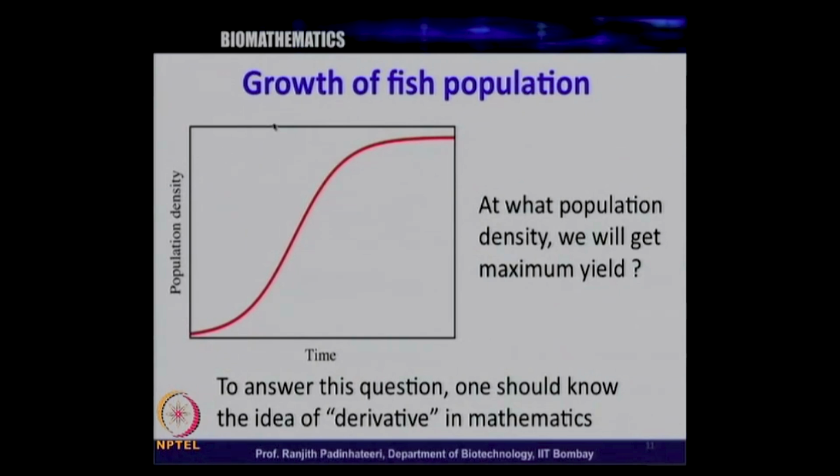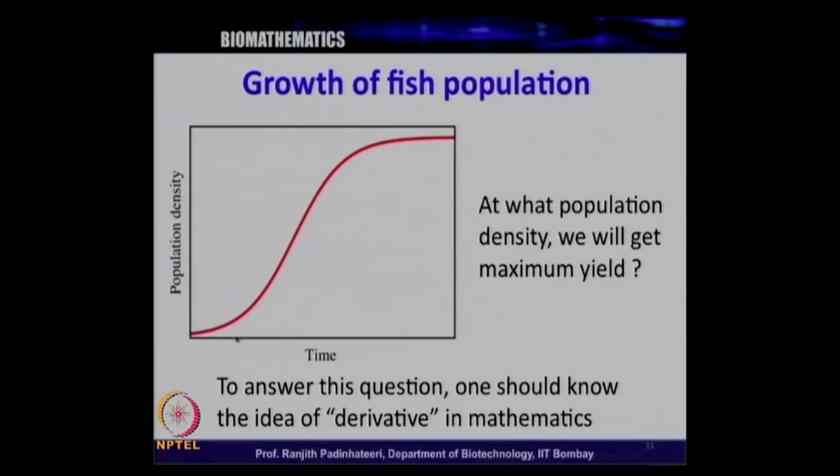So let us see this graph. This is a typical growth curve many of you might have seen already. What is plotted here is population density on the y-axis versus time. As we start growing fish at the early stage, you have very little population. By population density we mean how many fish per unit area or unit volume. So that is the population density.